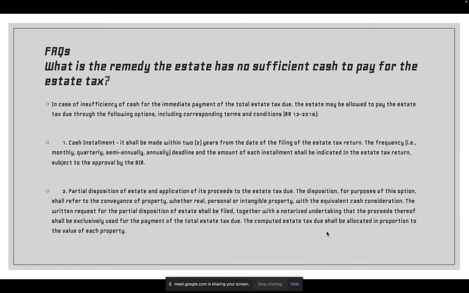Okay, some common questions that you may have. In case of insufficiency of cash for the immediate payment of the total tax due, the estate may be allowed to pay the estate tax due through the following options, including corresponding terms. Ito po ay nasa Revenue Regulation 12-2018: cash installment, or partial disposition of the estate and application of its proceeds to the estate tax due. Okay, may dalawang option po siya. Tapos yung installment, pwede monthly. For cash installment: monthly, quarterly, semi-annually. Of course, all this with the permission and approval of the BIR.